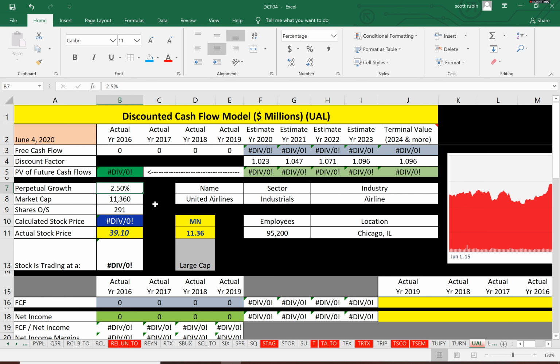So the way we're going to calculate the intrinsic stock price is we're going to estimate the future free cash flows of the company, then discount that dollar amount back to today's values, and that gives us the value of the entire company. And then we're going to take that number and divide it by the shares outstanding, and that gives us the intrinsic stock price. And we're going to compare it to the actual stock price to see if it's selling at a premium or a discount.